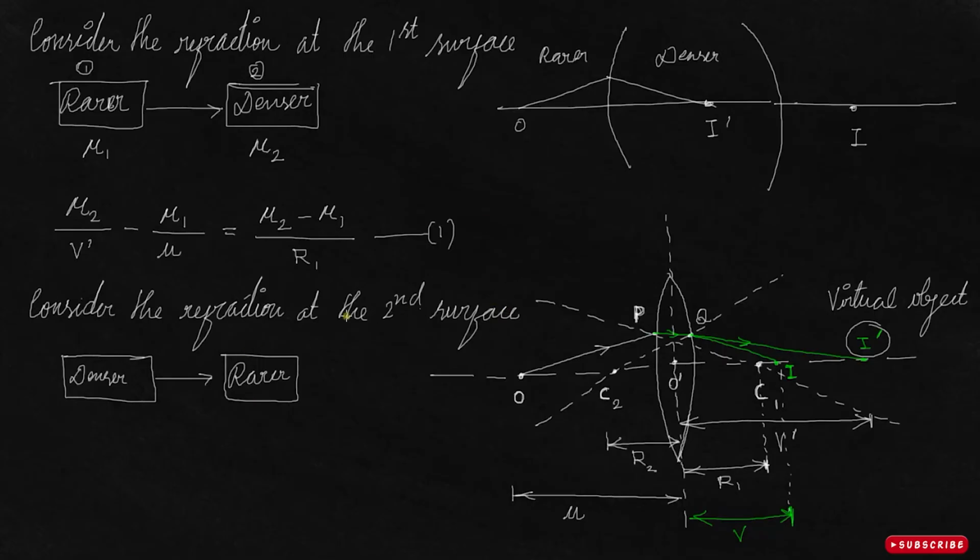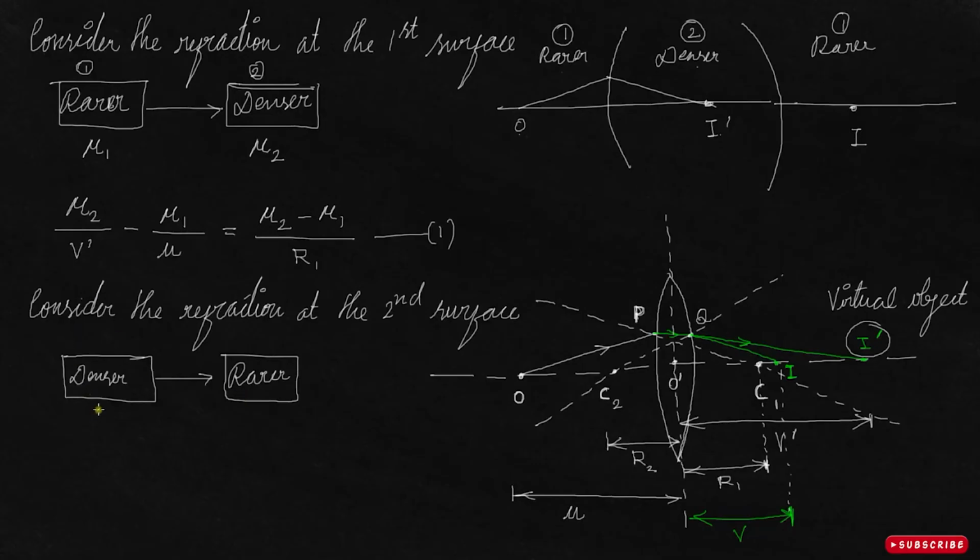And we got a final image I. Okay. Now back to our, this is not the correct diagram. I just represented that for your understanding. Okay, rarer to denser, then denser to rarer. O in the first medium, I dash in the second medium, and I in the first medium again. These two are the first medium, and this one is the lens. Okay. Now back to this one, denser to rarer.